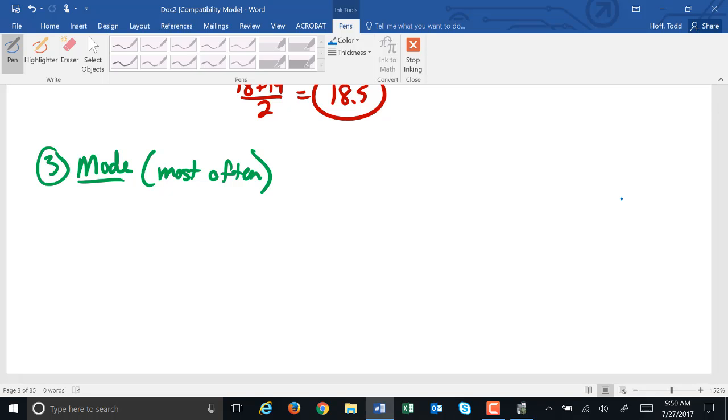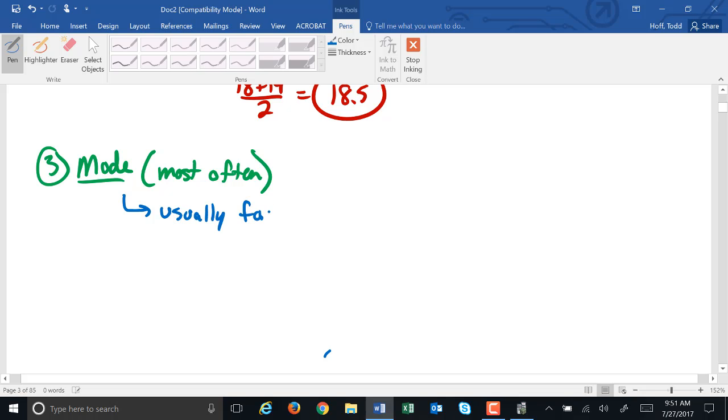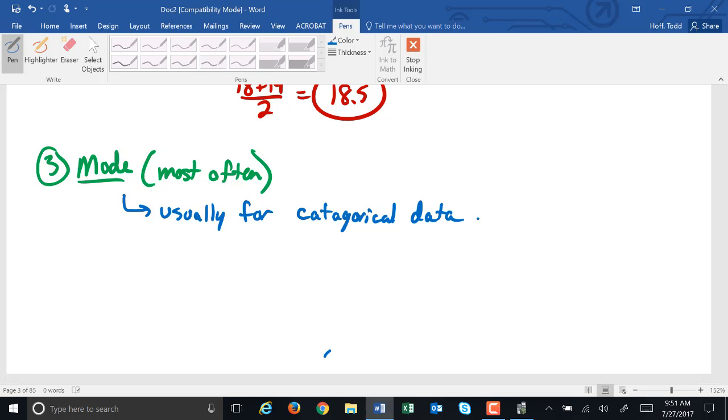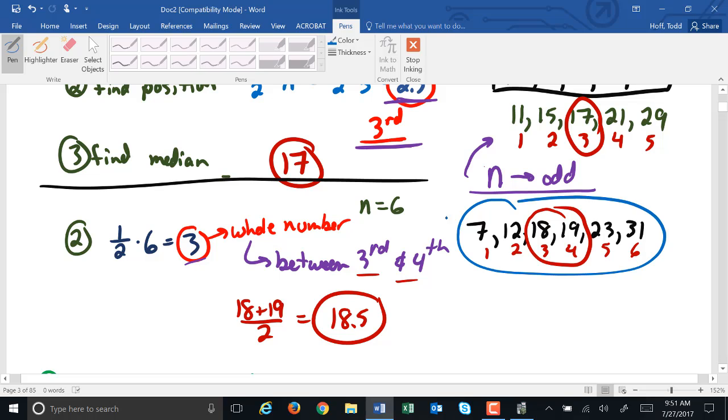While a mode can be used in numerical data, it's not terribly useful in numerical data. A mode is usually used for categorical data. Like the other day, we talked about favorite color. Well, the mode would be the color that was chosen the most often. And the only reason the mode is useful is because with categorical data, you can't find a mean or a median because there's no numbers to work with. You can find a mode in numerical data as well. These here, however, would be no mode because no number appears more than once in either one of them.